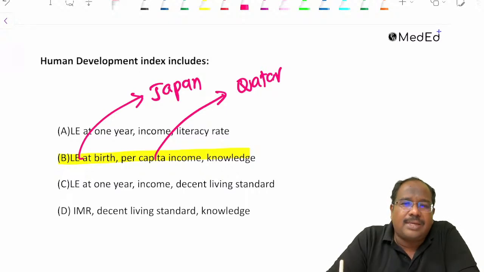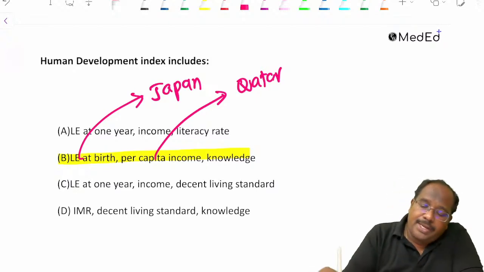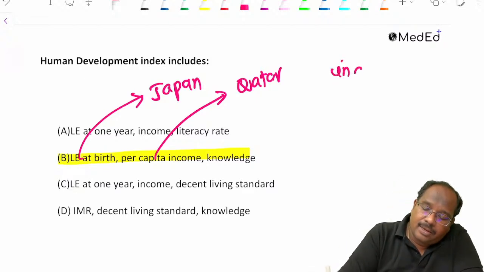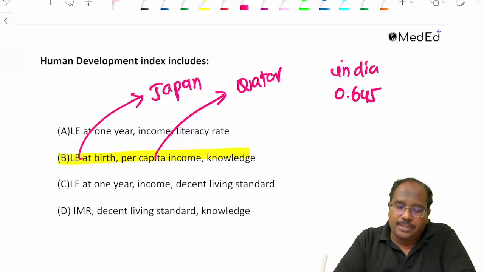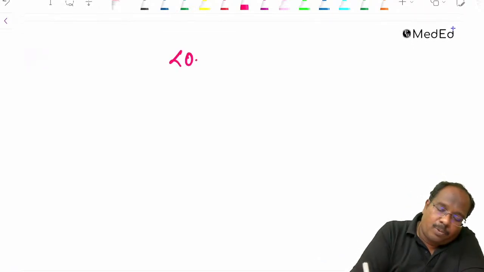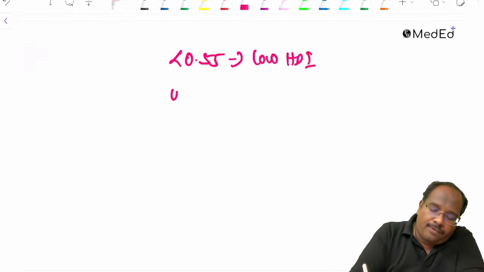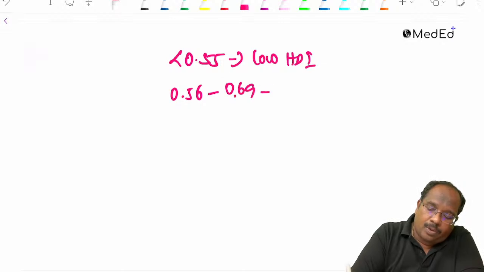Knowledge, in terms of mean years of schooling and expected years of schooling, you can calculate. So where does India come? India comes in 0.645. Any country having less than 0.55 is a low HDI country. 0.56 to 0.69, India is there, medium.